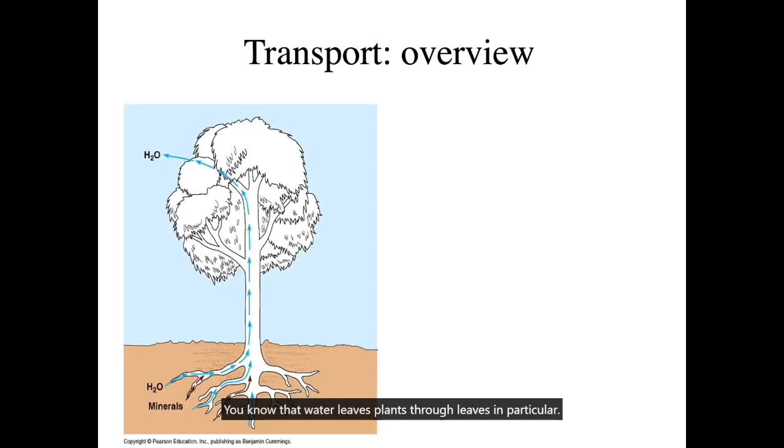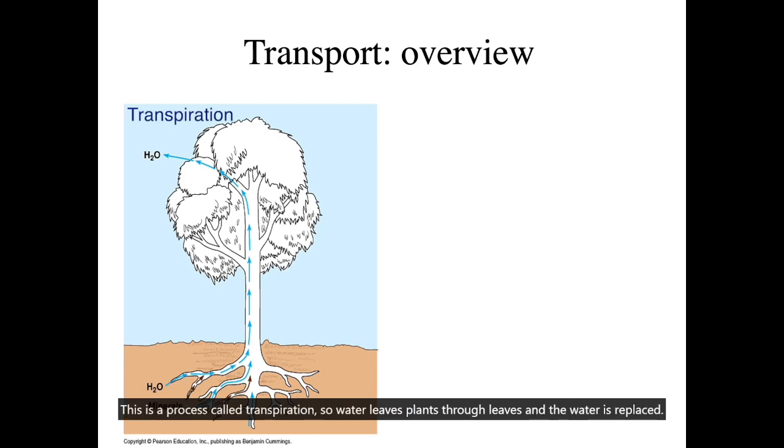You know that water leaves plants through leaves in particular. This is a process called transpiration. So water leaves plants through leaves, and the water is replaced. It's replaced from the soil. And the water enters the soil through the roots, moves up the stem, and out the leaves. When the water is traveling up, it also brings in inorganic ions called minerals.